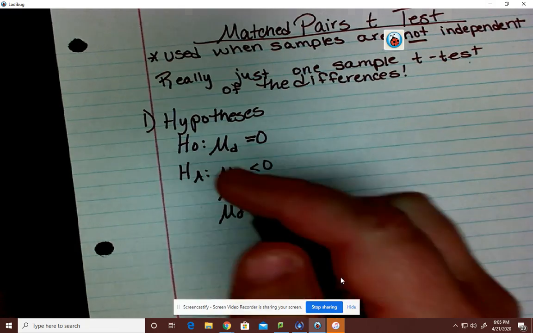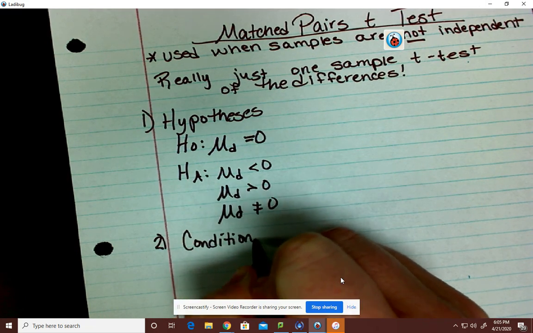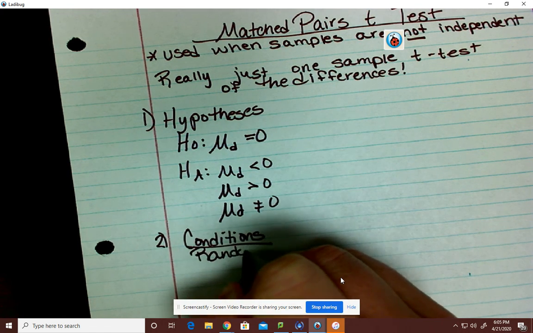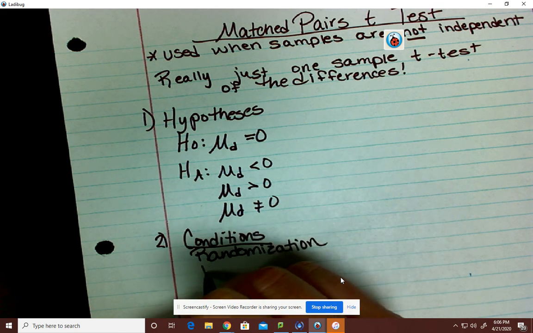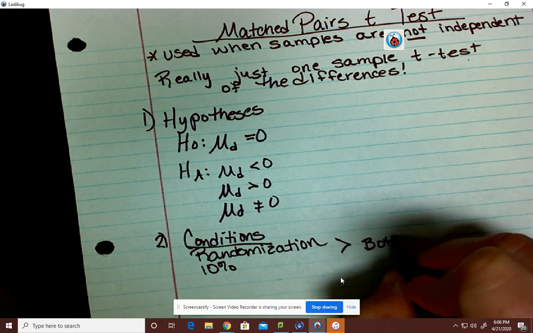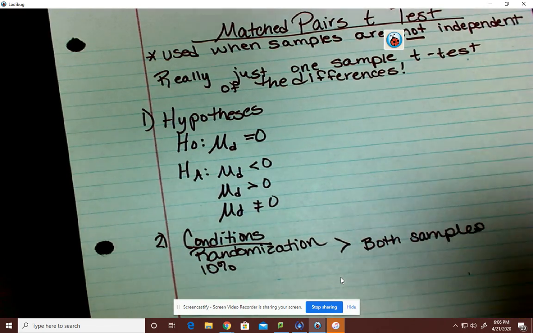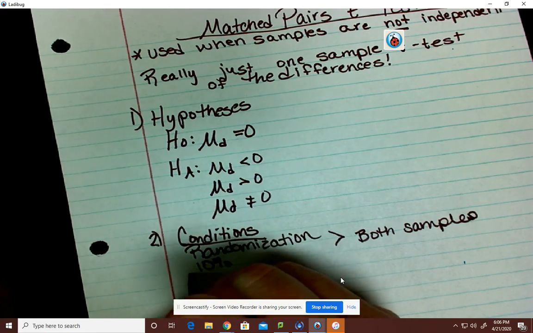Okay, so then we have our conditions for our sample. So always randomization and 10%. This is looking at both samples, but it's usually the same group that's not independent, but making sure both samples that we're taking are randomization and 10%. And then we have our nearly normal.